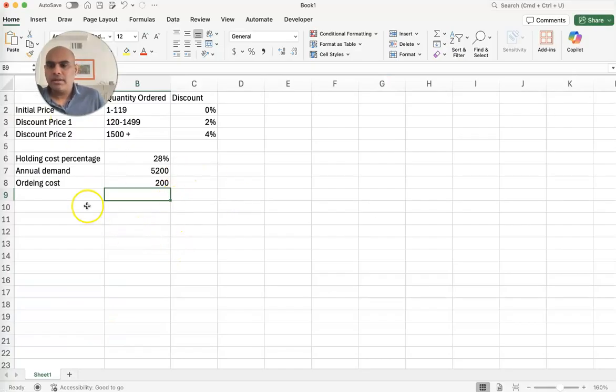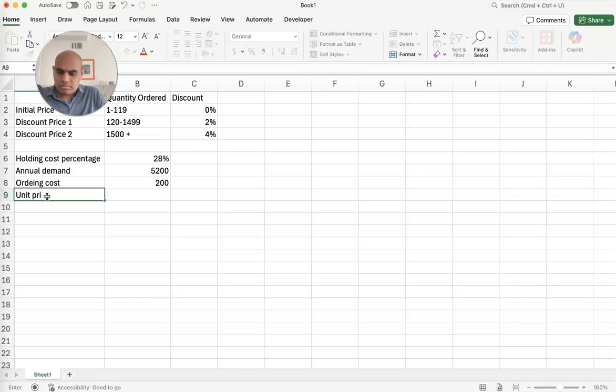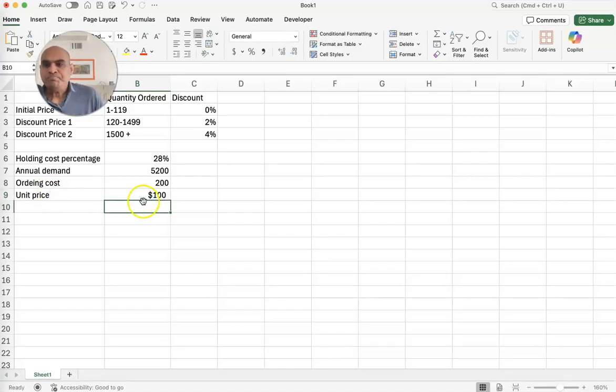So like I said, I forgot to put in the unit price. The unit price is $100, right? Okay. Now, ordering cost is $200. We put dollar signs. Okay, good. So we say that the unit price is $100. The first discount was 2% on the $100. The third is the discount of 4% on the $100, right? So we have that. Annual demand is 5,200 and our holding cost percentage is 28%.